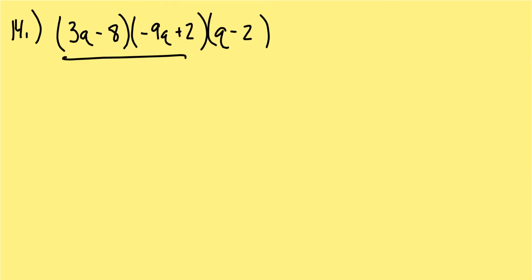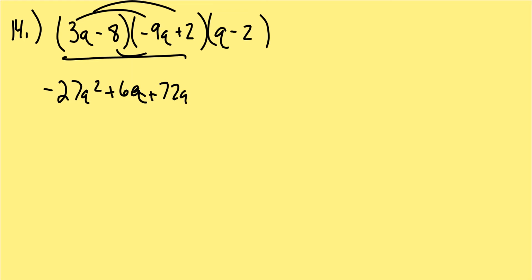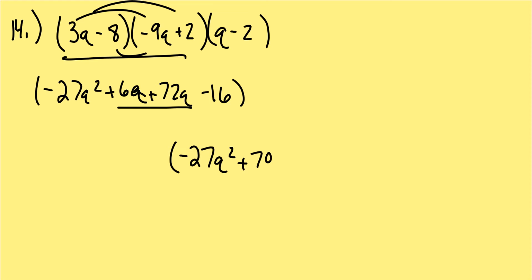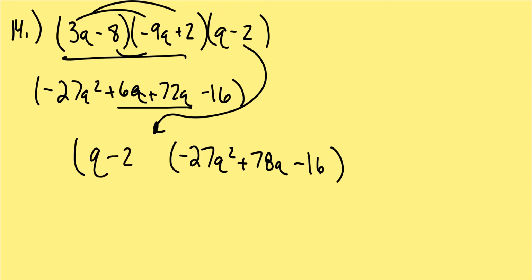Once again, I'm going to pick 2 first. So I'm going to just FOIL this out. I'm going to get minus 27q squared. I'm going to get plus 6q plus 72q minus 16. Come on, like terms. I end up with minus 27q squared plus 78q minus 16. I drop down my q minus 2 in front.